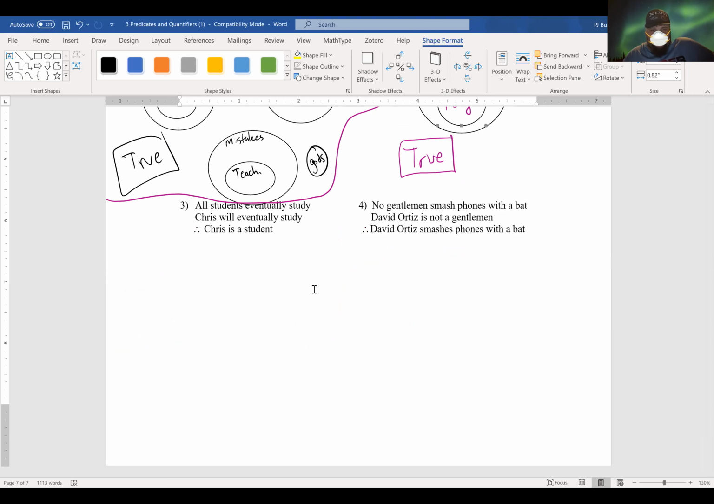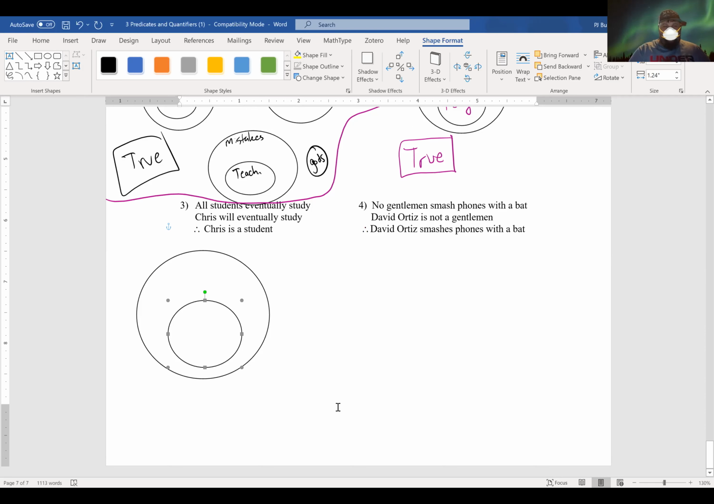So the first one here says all students eventually study. Okay, so that means that within the realm of studying, right, all students must fall in there. So this is study, and this is students. Now it says this gentleman named Chris will eventually study. Okay. Therefore, Chris is a student.